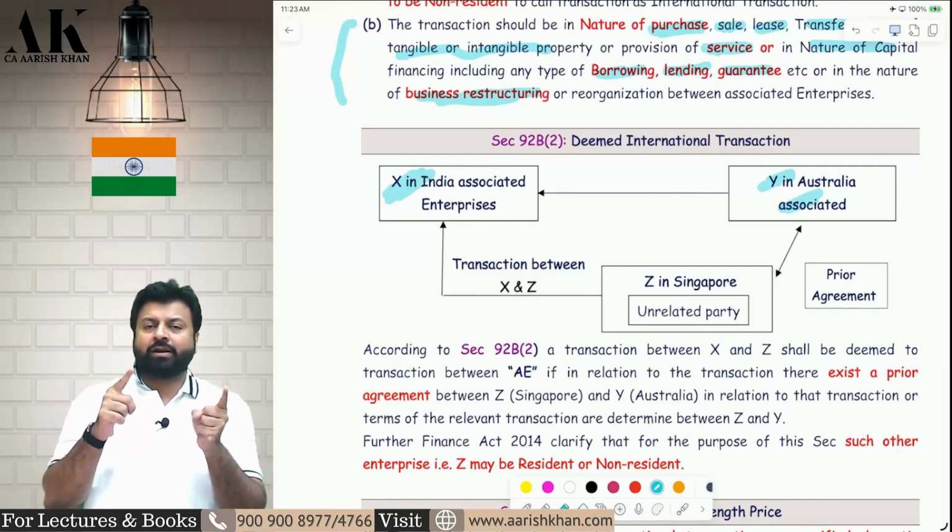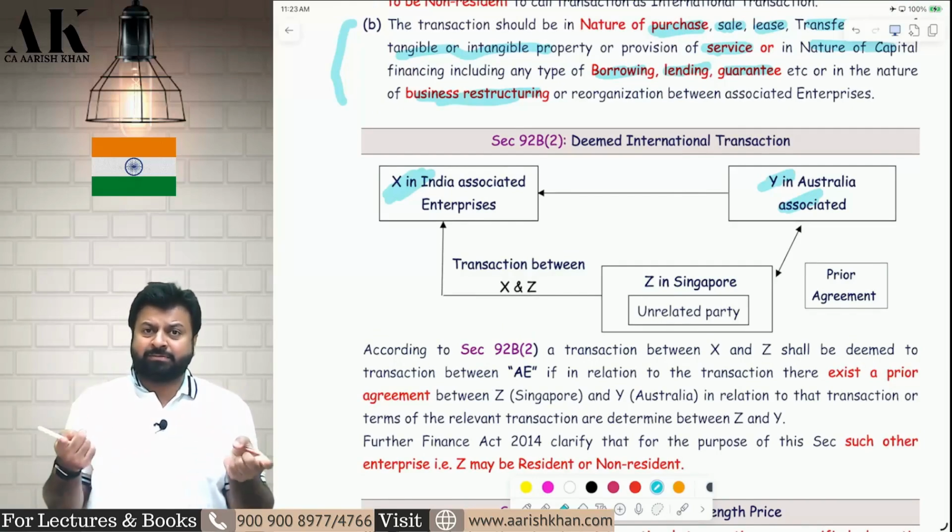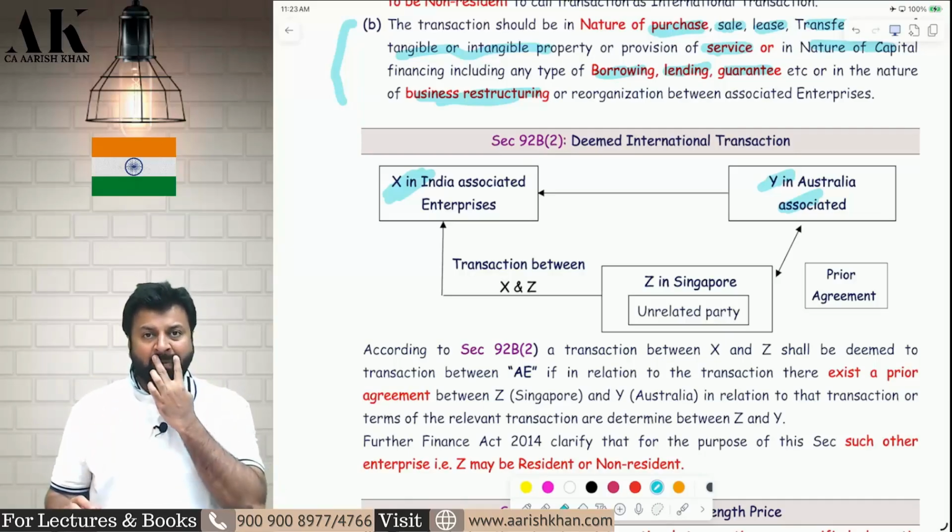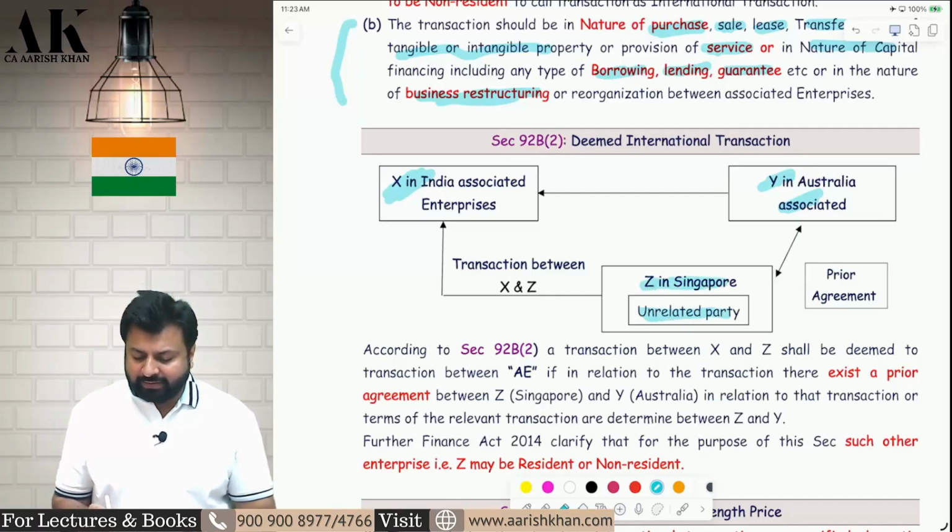Now if they enter into a transaction, will transfer pricing apply? The answer is yes, because both of them are associate enterprises and one of the parties is non-resident; Y is non-resident. So what are they doing? They are not doing a transaction with X. They are doing a transaction with Z, which is an unrelated party, and they are entering into a prior agreement.